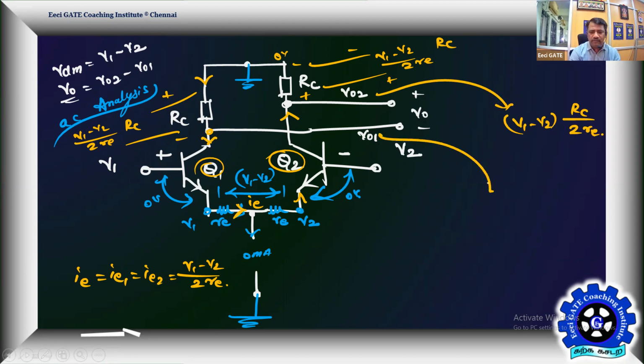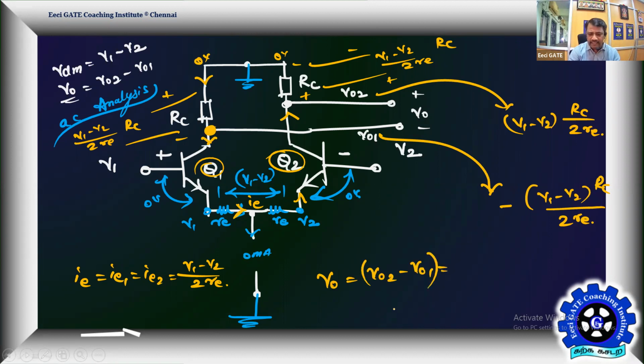And what about V01? V01 is this point potential, Q1's collector potential. See that the top is 0. From 0 you are losing this. Therefore, it is going to become minus of (V1 minus V2) into RC divided by 2 times small re, you will get. Yes, let us go for the desired outcome. That is your V0. Then V0 is V02 minus V01. I have taken already.